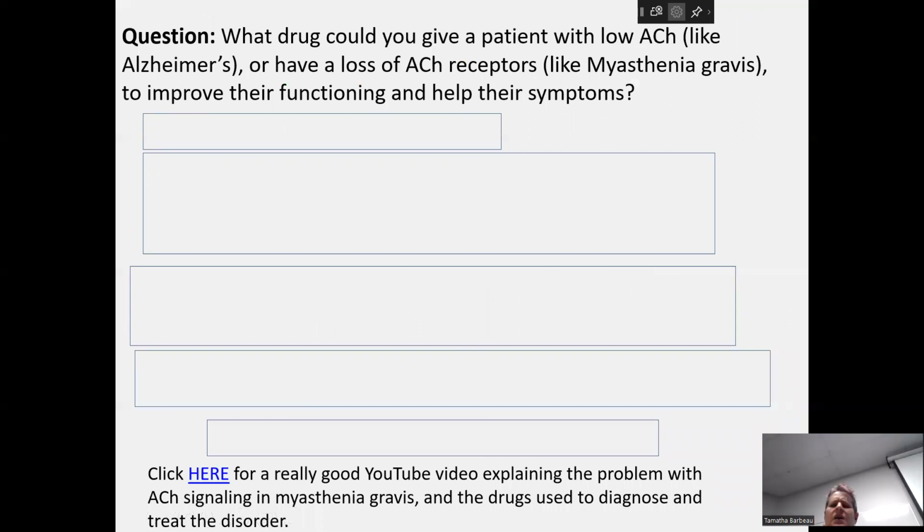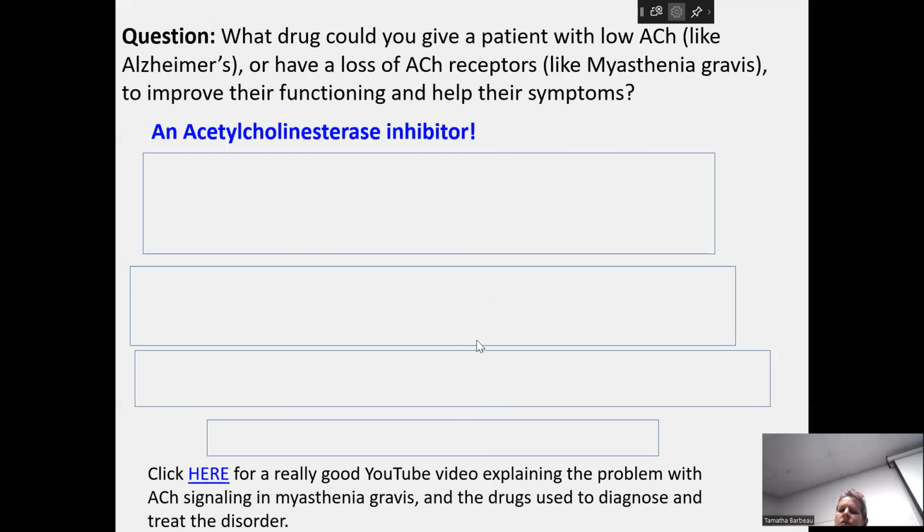So question, what do you give a patient with low acetylcholine, like Alzheimer's or myasthenia gravis, or something like that, or a loss of acetylcholine receptors, to improve their functioning and help with their symptoms, because their skeletal muscles are going to not be functioning very well? An acetylcholinesterase inhibitor.